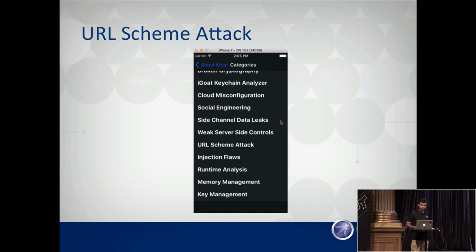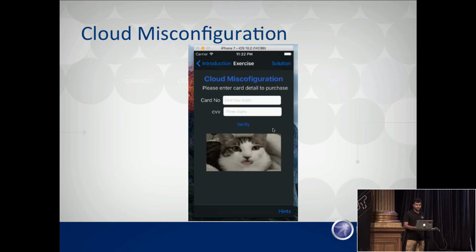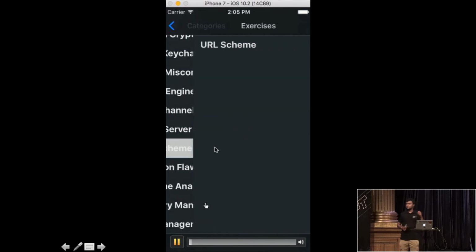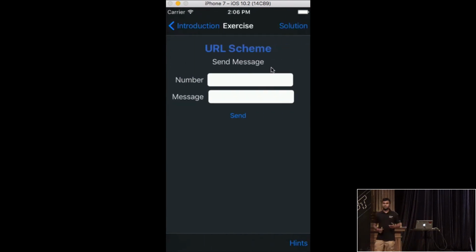Similarly, we have the URL scheme attack, where there is no validation on sensitive actions. Many applications nowadays have the facility to call or message someone from within the application, and they don't implement any validation on the same.